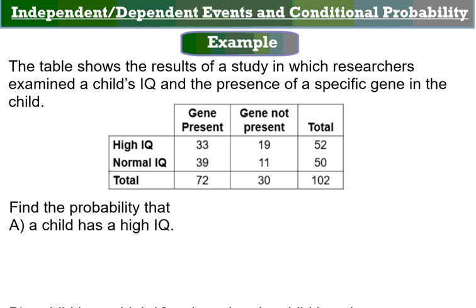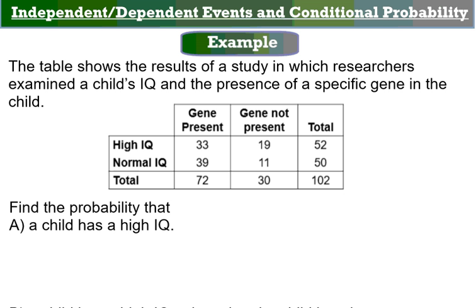This is also used in what we call a two-way table, the idea of conditional probability. The following table shows the results of a study in which researchers examined a child's IQ and the presence of a specific gene in the child. So this is really almost a medical study combined with how it might affect intelligence or maybe learning styles and things like that.